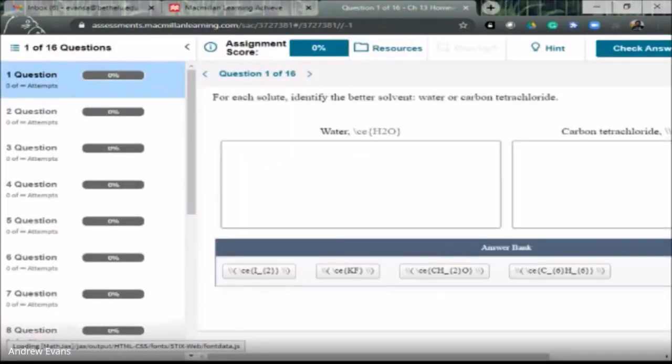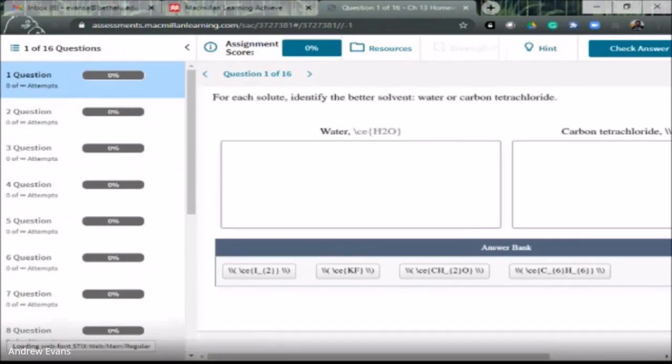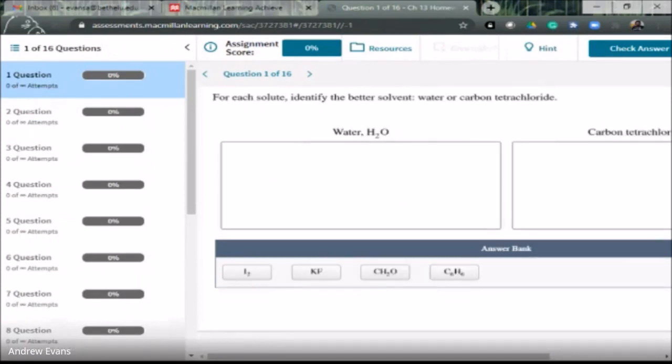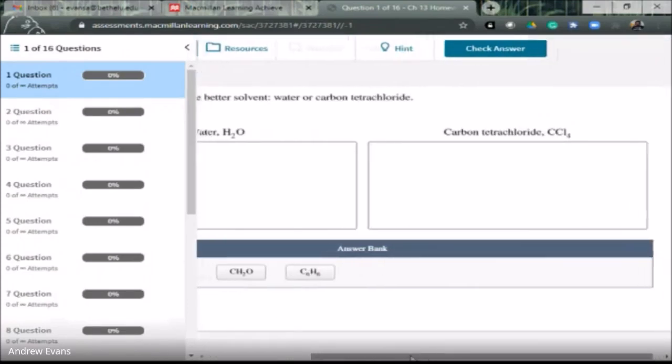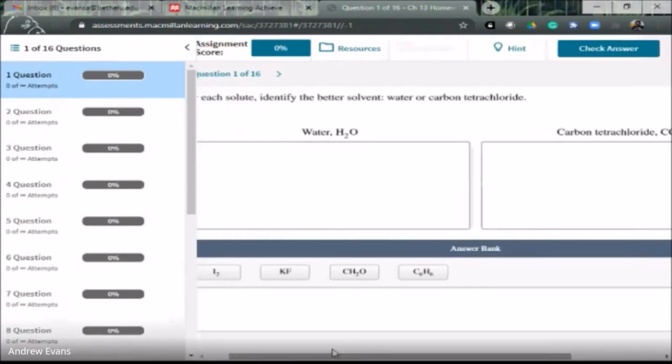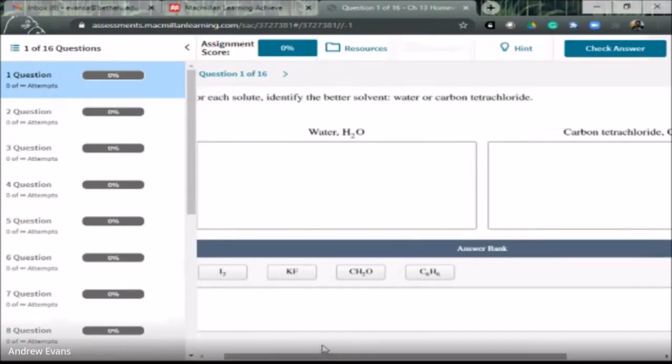Okay, so we will actually look at some of these. Identify the solute, the better solvent: carbon tetrachloride, water. This one's supposed to be pretty easy. You look at what properties they have, what are they going to dissolve. Carbon tetrachloride is a non-polar solvent. Water is a polar solvent. So anytime you have metal, non-metal, or something that can make a dipole, you're going to have water. In the case of iodine or the organic, it's going to be the other one.